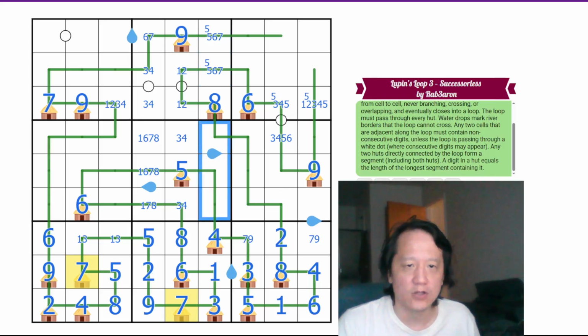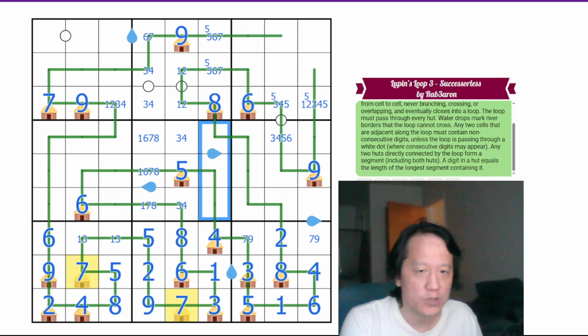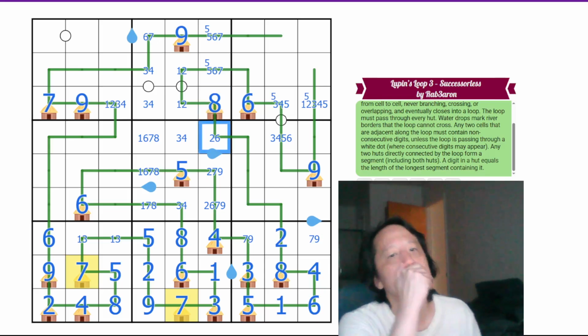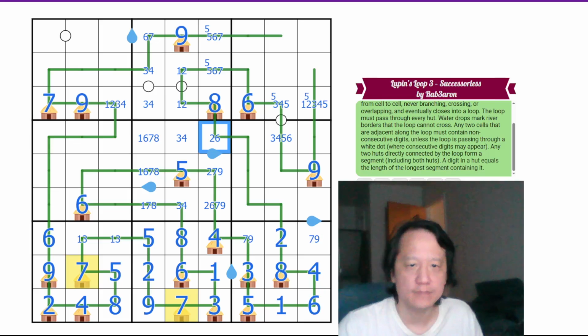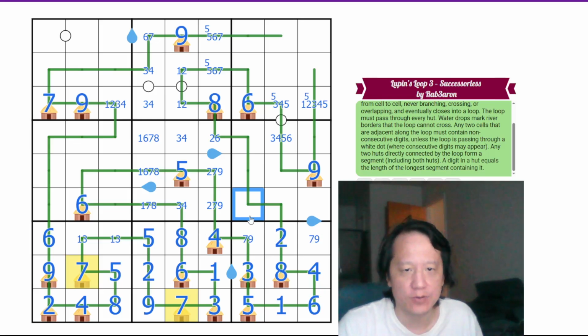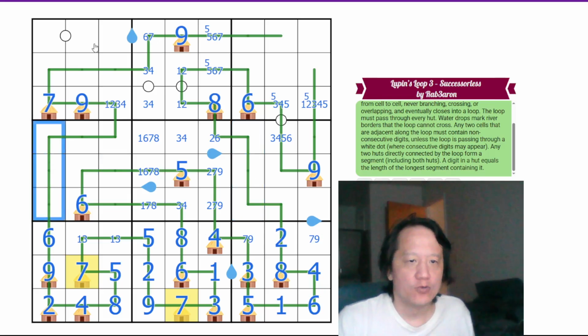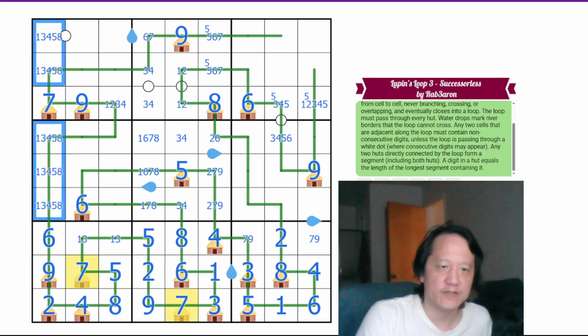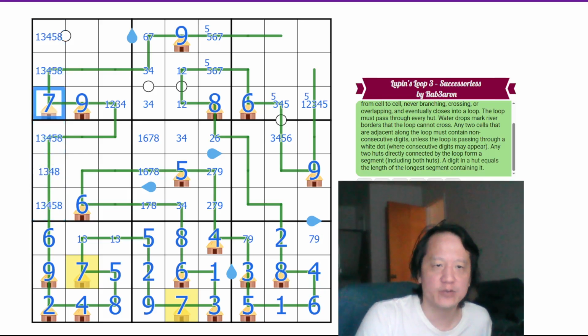Remaining digits in column 6 are 2, 6, 7, and 9. This cannot be 6, that's consecutive with 5. This can't be 7 or 9, that's consecutive with 8. This can't be 6, that has 6 already in that row. Remaining digits of column 1, we have 1, 3, 4, 5, and 8. No 5 here because of 5 in the row. These are consecutive with this.